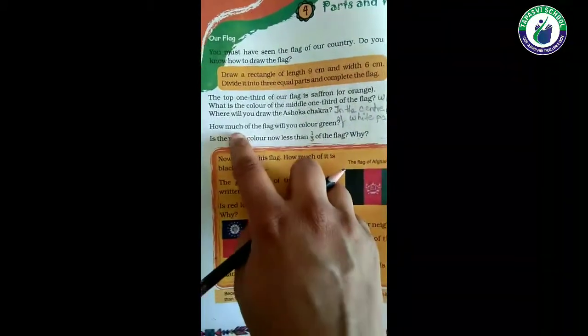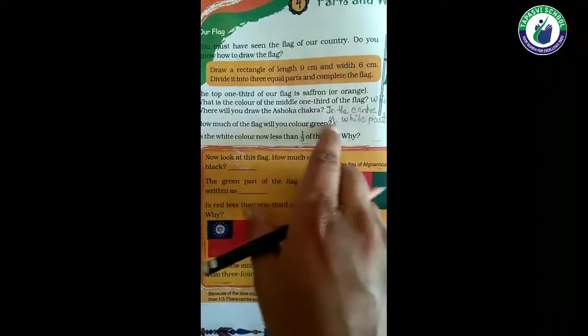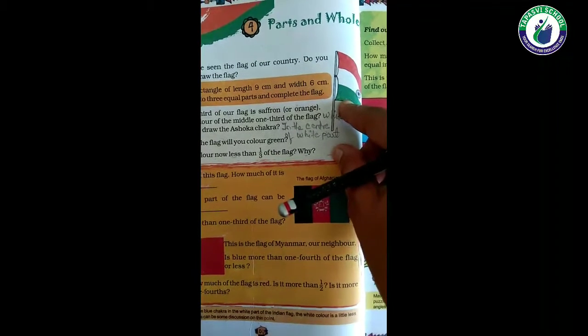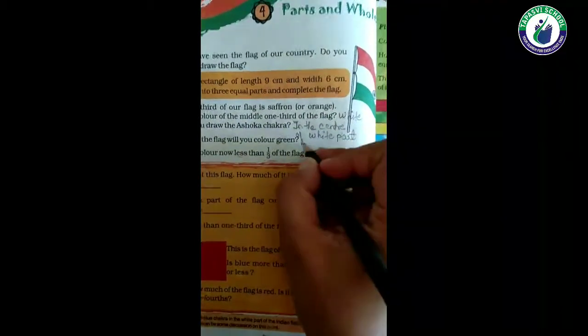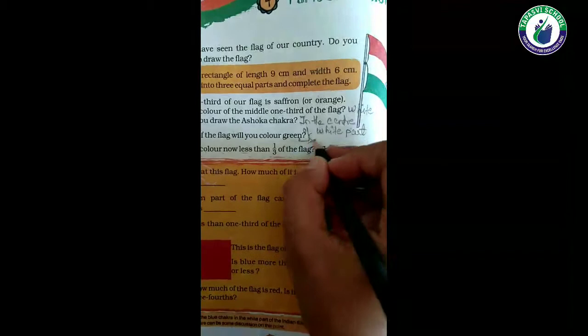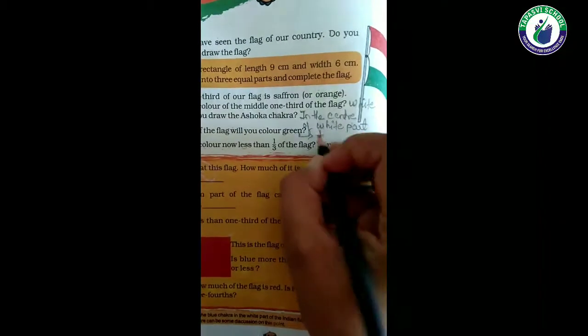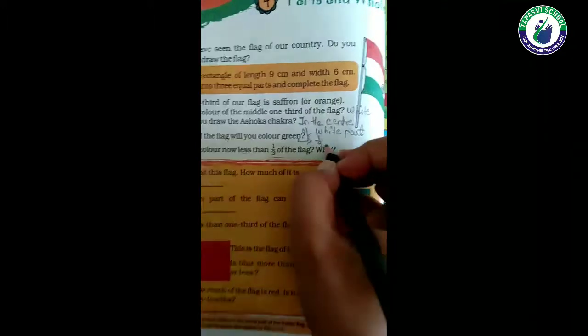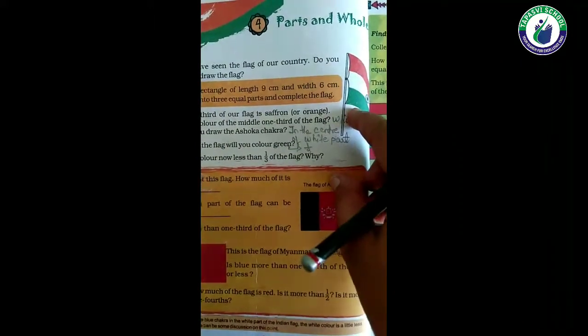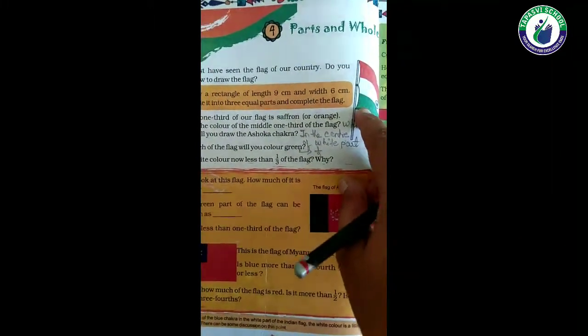Next question is, students, how much of the flag will you color green? Now students, there are total 3 parts in it, right? Now in which part do we have green color? Only one part. So the answer for this question will be 1/3, right? Because out of 3 parts, only one part is colored green.